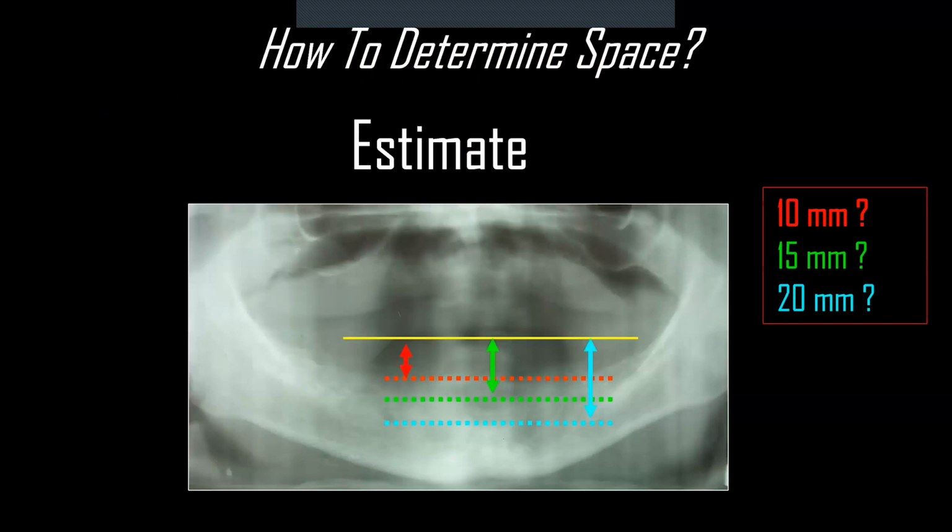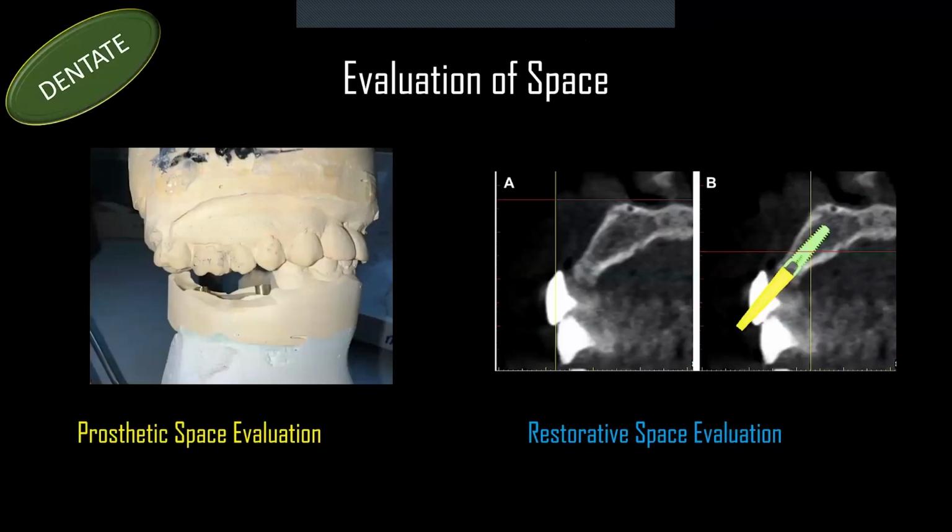So if we look at a pan here and we're trying to determine the space, how much space do we need? 10, 15, 20 millimeters? And how valuable is this two-dimensional pan here? The yellow line is kind of variable. Where do we put it when we're measuring for the occlusal or incisal edge for the maxilla and mandible? We really don't get much information from a panoramic view here.